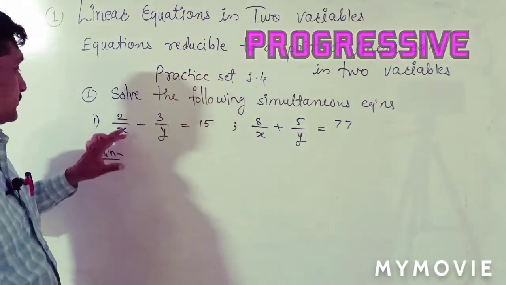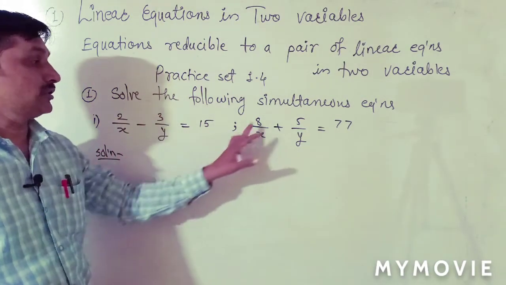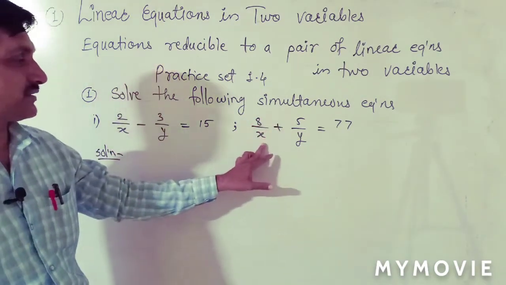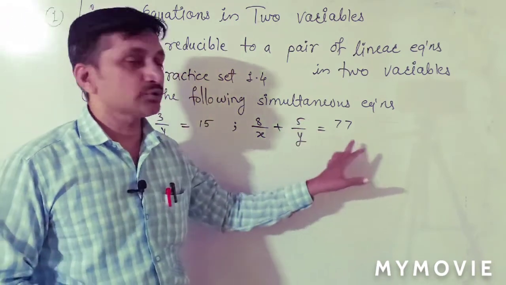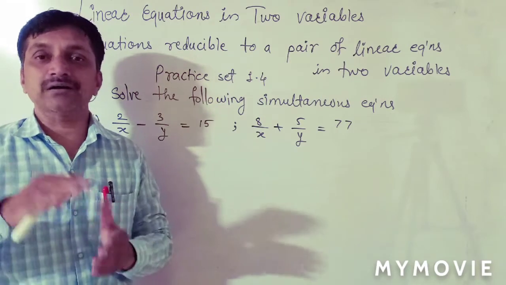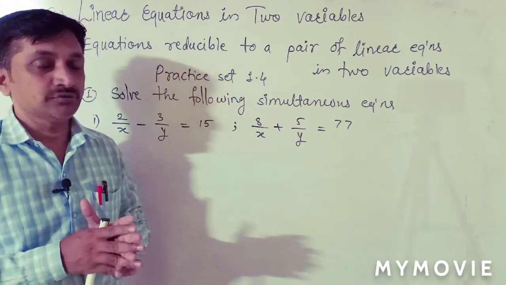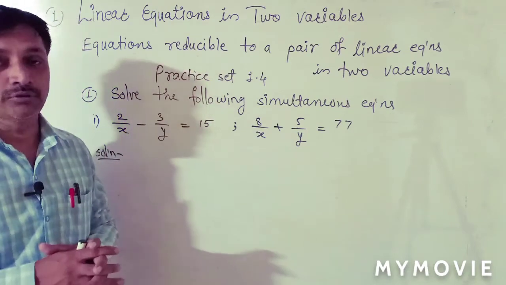First example given here: 2 upon x minus 3 upon y is equal to 15. Second equation: 8 upon x plus 5 upon y is equal to 77. Now here you see in both equations, the variables are in the denominator and that's why they are not in standard form.